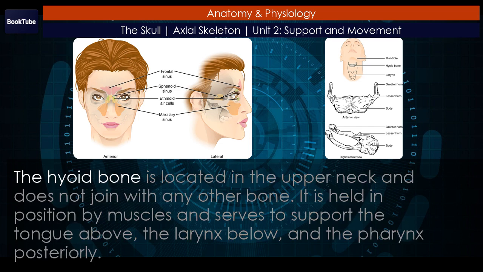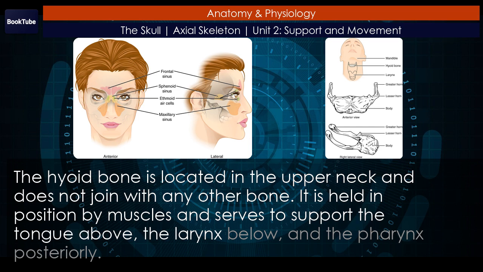The hyoid bone is located in the upper neck and does not join with any other bone. It is held in position by muscles and serves to support the tongue above, the larynx below, and the pharynx posteriorly.